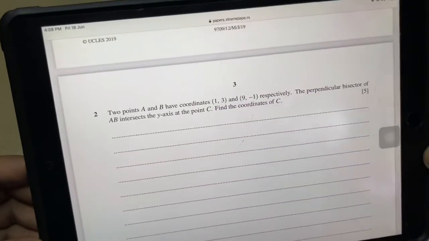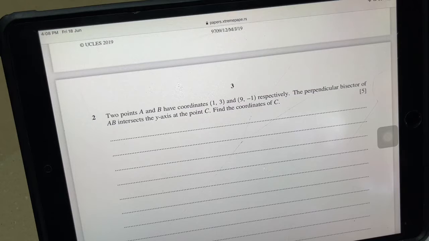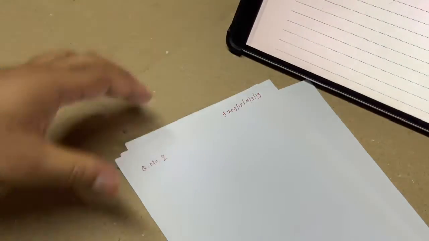The question is, as you can see on the screen: two points A and B have the coordinates (1, 3) and (9, -1) respectively. The perpendicular bisector of AB intersects the y-axis at the point C. Find the coordinates of C. It is a 5 marks question. Let me solve this question in one of the easiest ways.